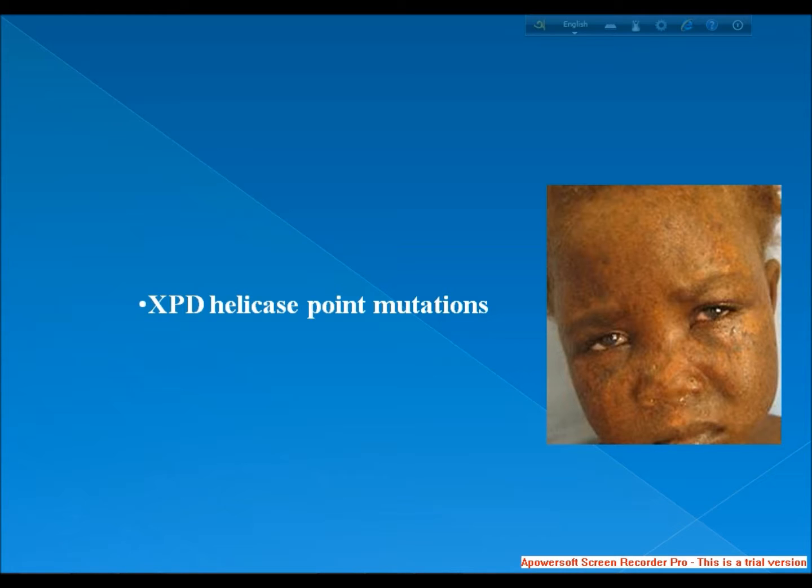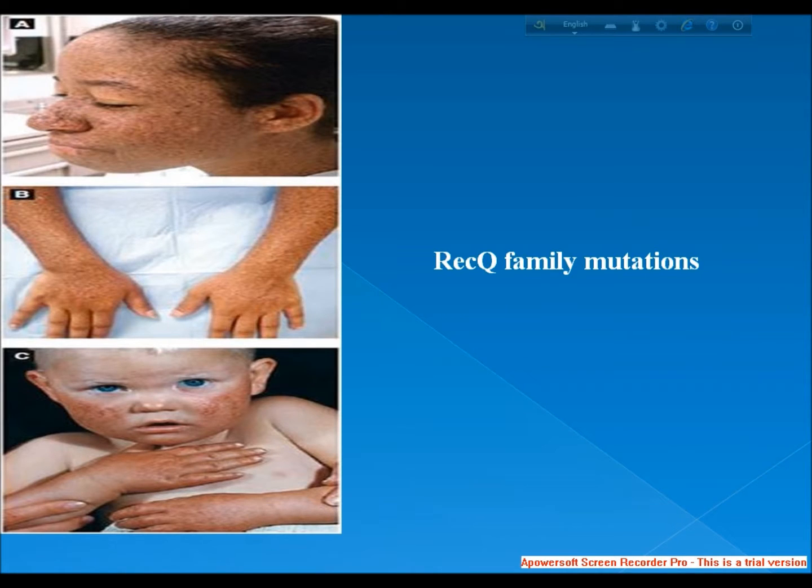Next, the RecQ family mutations. RecQ helicase is a 3' to 5' helicase belonging to the superfamily 2 group of helicases, which help to maintain stability of the genome and suppress inappropriate recombination. Deficiencies and/or mutations in RecQ family helicases display aberrant genetic recombination and/or DNA replication, which leads to chromosomal instability and an overall decreased ability to proliferate.